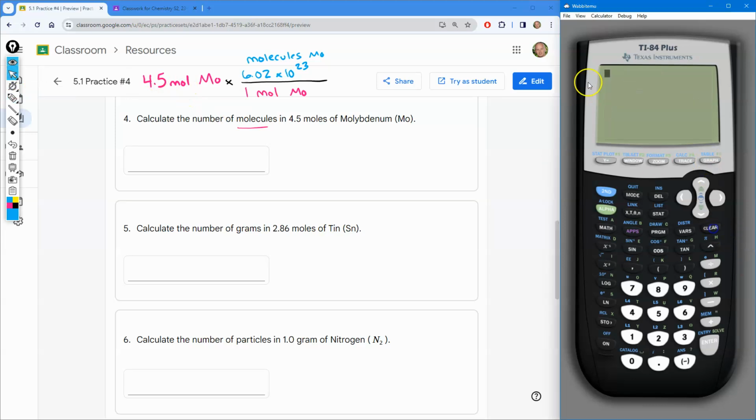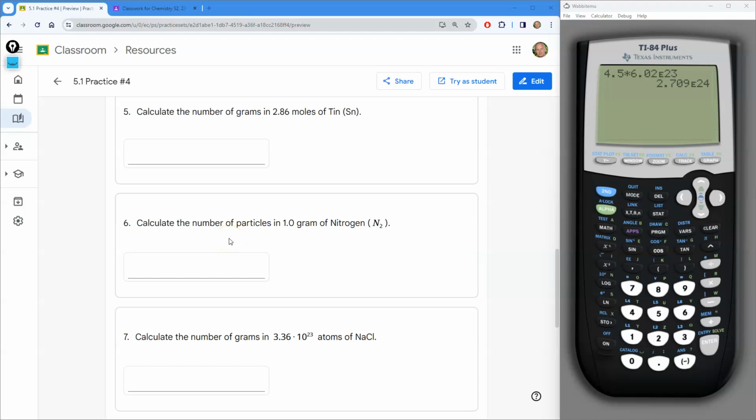All right, let's do the calculation here. So 4.5 times, this is in the numerator, so we're going to multiply 6.02 times 10 to the 23rd. 4.5 is 2 significant figures, so we want to round our final answer to 2 significant figures. So it looks like 2.7 times 10 to the 24th would be our answer here.